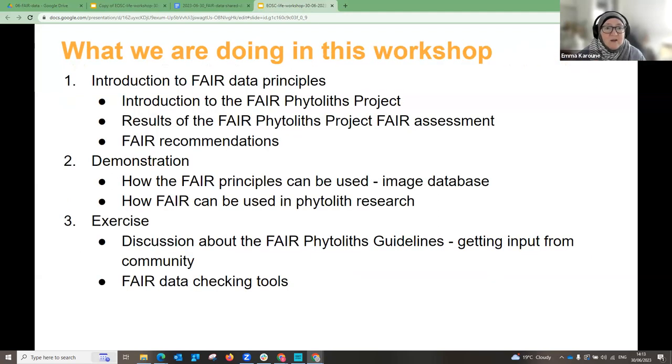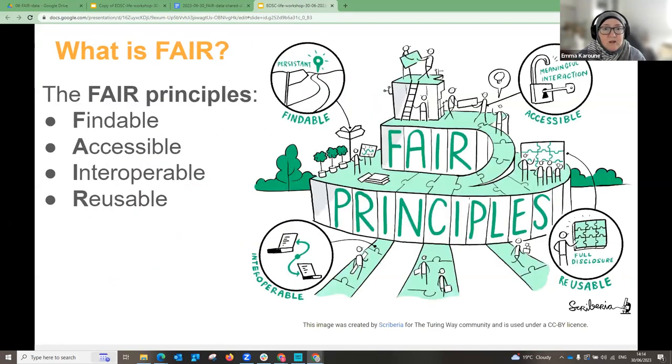So we're going to start today by having a talk about introducing the FAIR data principles, also the project that we have been doing on the FAIR called the FAIR Phytoliths project. So I'm going to present some results of that project and also some recommendations that we are giving out of a sort of way forward for our community. Then we're going to have the talks by Jean-Marie and Gabby, which are our kind of demonstrations of FAIR data in action. And then our sort of exercise at the end is going to be a discussion really about the ways forward to move towards FAIR Phytoliths guidelines. So we're going to have a discussion of that and maybe use the breakout rooms if we have time for that.